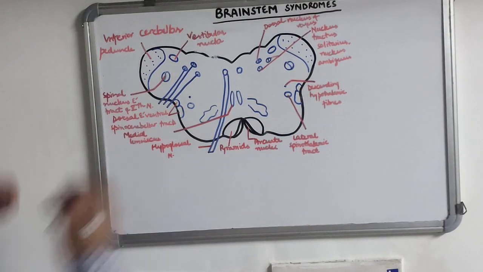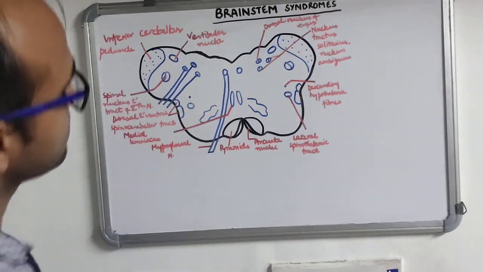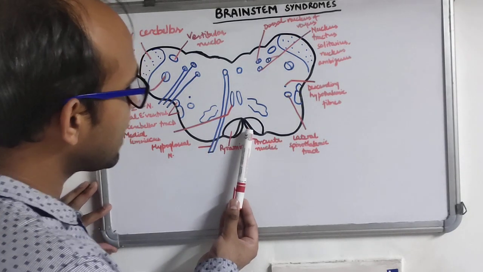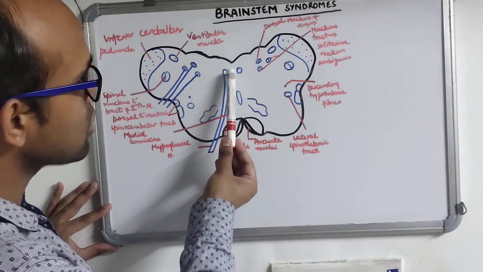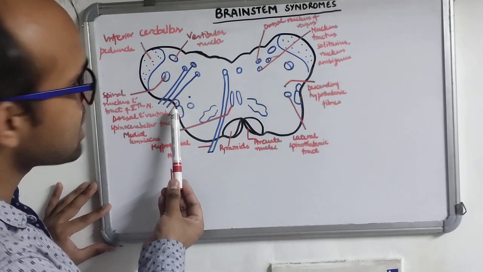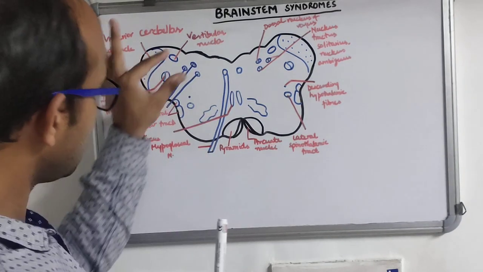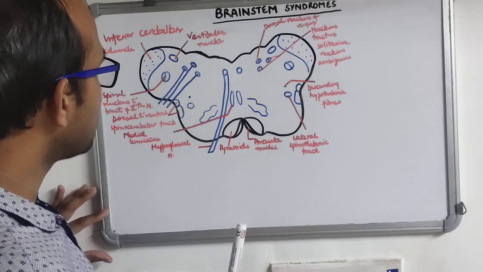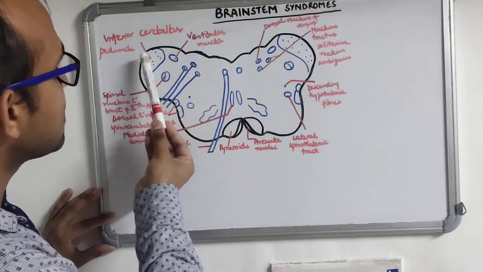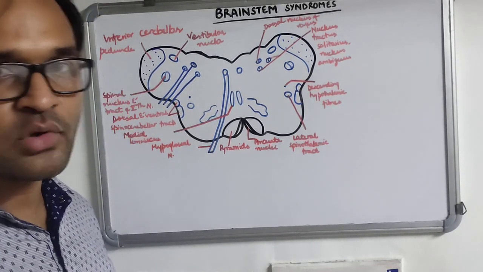I hope everything is clear. I'll repeat once again. This is the pyramid, arcuate nuclei. This is the medial lemniscus. This is the hypoglossal nerve nuclei and fibers. This is the dorsal and ventral spinocerebellar tract, nucleus tractus solitarius, nucleus ambiguus, and dorsal nucleus of vagus. These combine to form the 10th nerve. This is the spinal nucleus and tract of trigeminal nerve, vestibular nucleus, inferior cerebellar peduncle. Each one of them is important to understand the medullary syndromes.